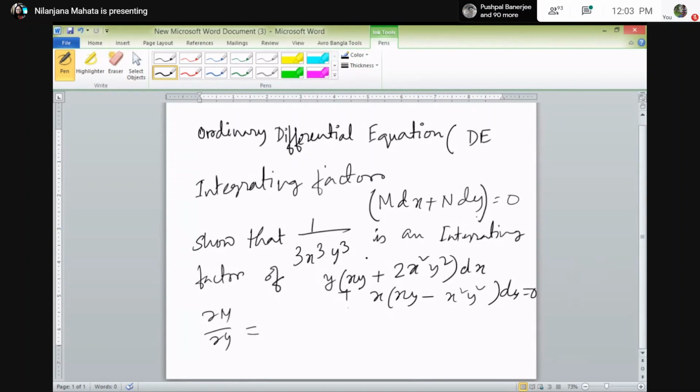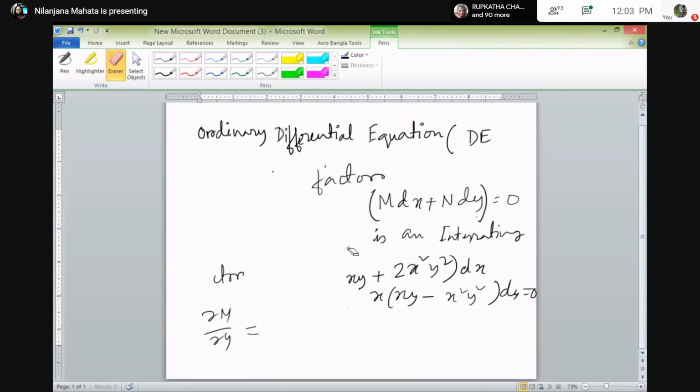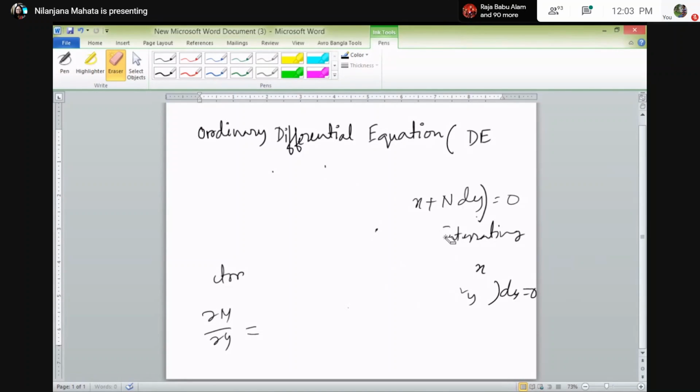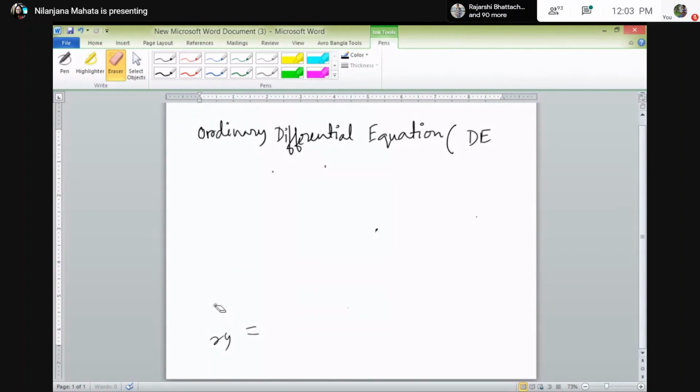Okay. So you have checked, right? Yes, sir. Fine. Now there are some rules for finding your integrating factor. We will do two of them now, and the other two will be in the next portion. So rule number one is very simple.